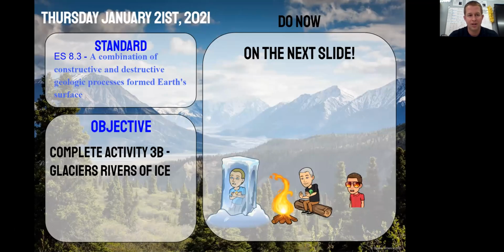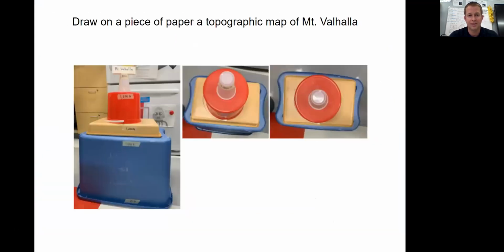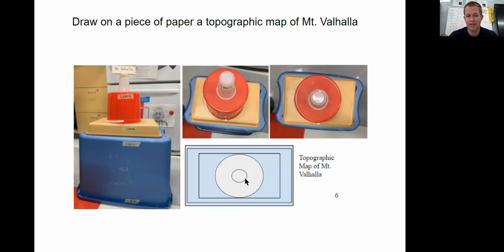Thursday's Do Now is right here with the topography map. So if you look at this, you need to draw a picture of what a topography map would look like. This is Mount Valhalla in my classroom. So go ahead and pause the video and draw what you think it would look like. Okay, this is what it would look like. So you're looking straight down on it like this picture here on the right.